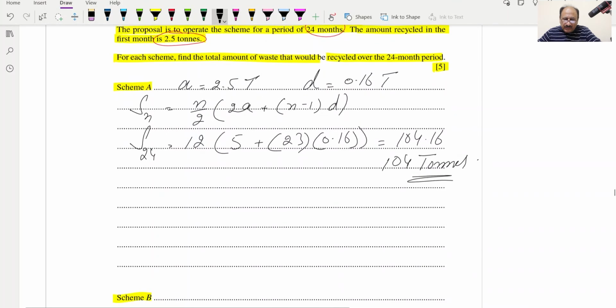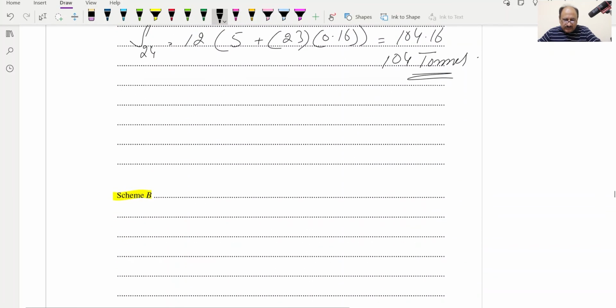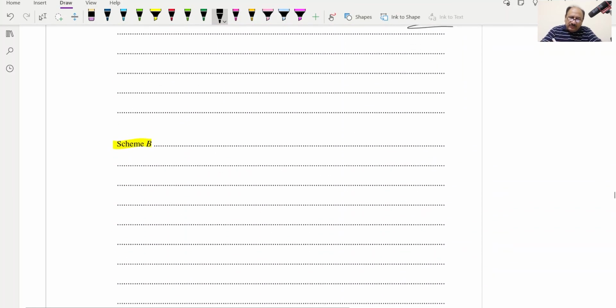Now next, scheme B. The a will be the same, which is 2.5 tons, and what will the r value be? This will be like the compound interest formula. It will be increasing exponentially. So 1 plus 6 over 100. This 6 over 100 will be 0.06, and 1 plus this will be equal to 1.06. So this will be the rate of increment.